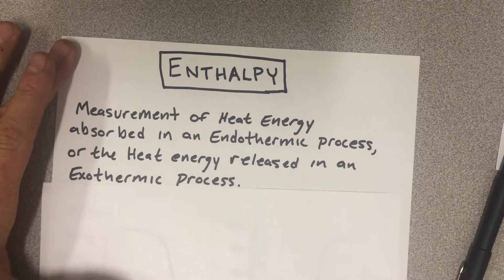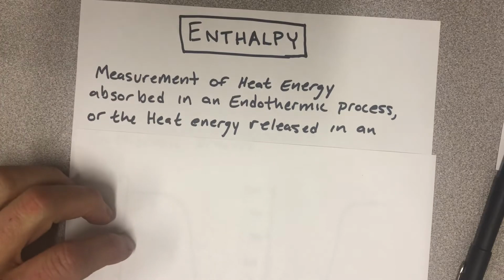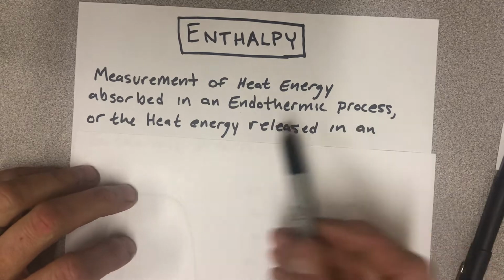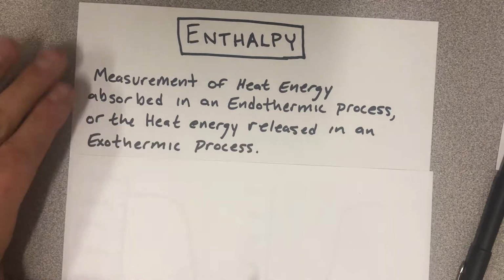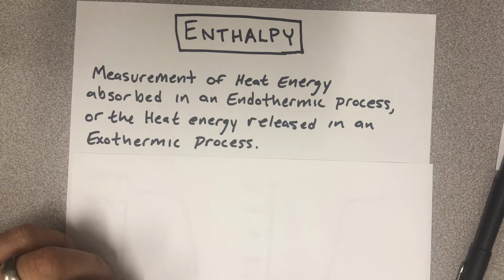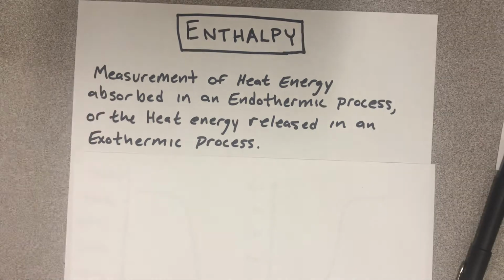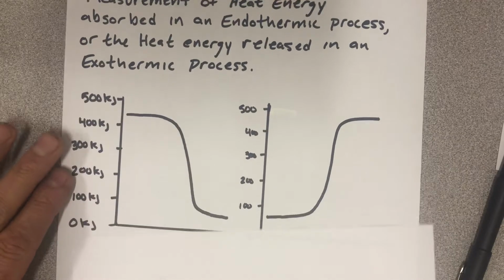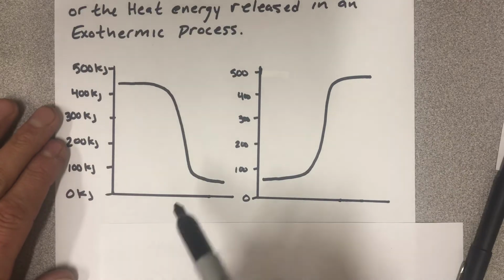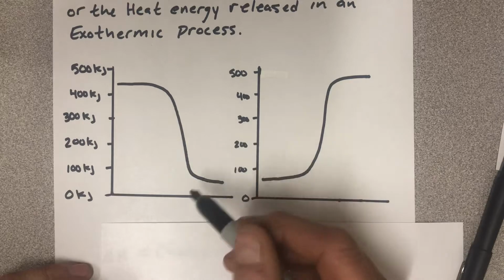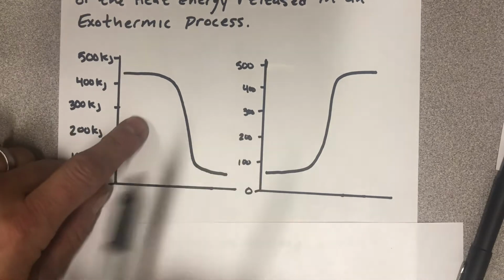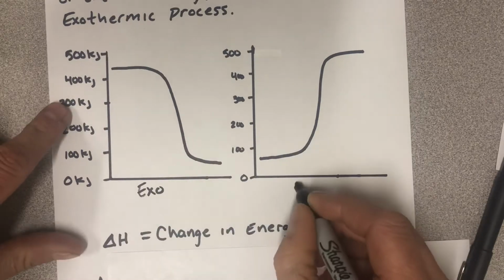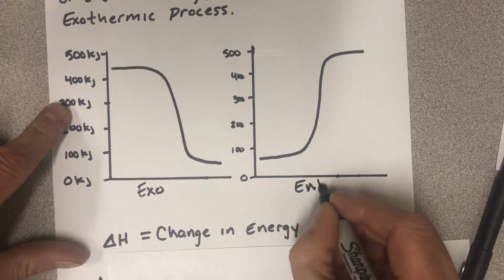So enthalpy is a measurement of heat energy that is either absorbed by an endothermic process or energy released from an exothermic process. Okay, so looking at enthalpy, we go back to our potential energy curves that we're familiar with now. So we're looking at a couple of energy curves for an exothermic and an endothermic curve here.